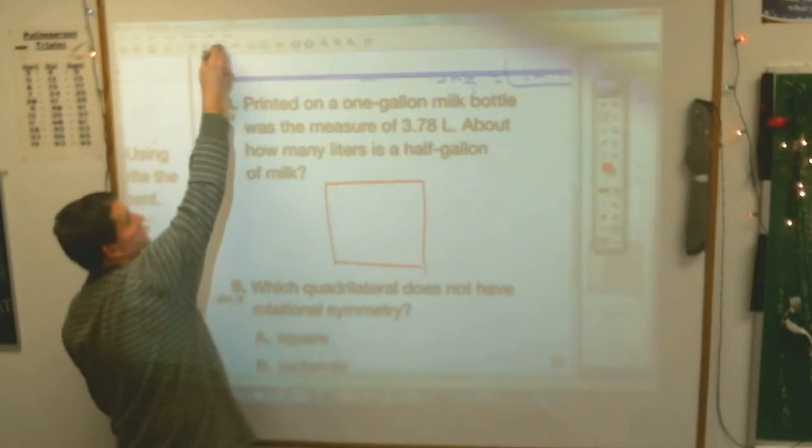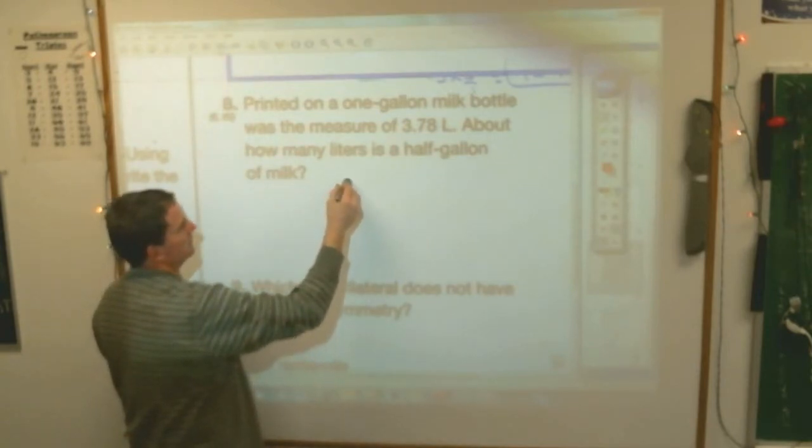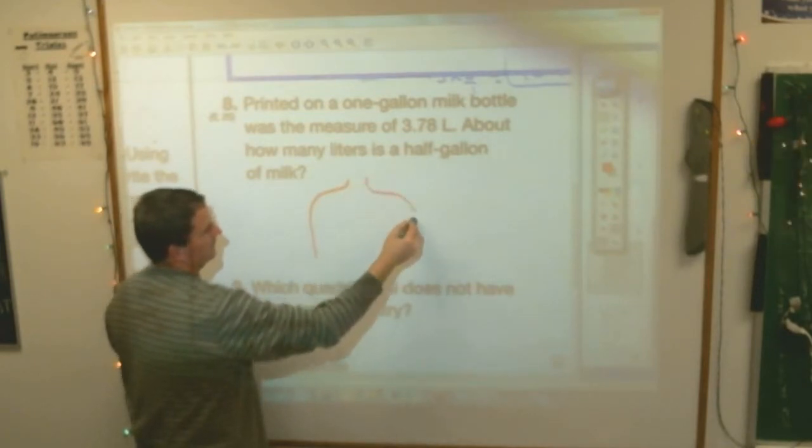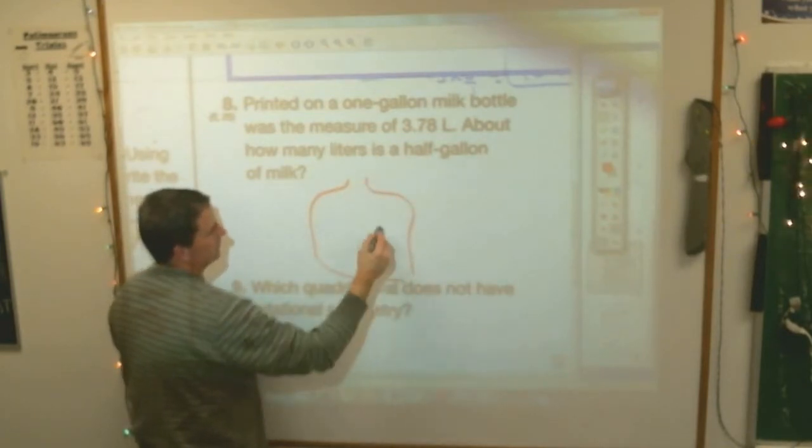I'll tell you what, let's actually try to draw it like a gallon jug. What does that look like? You've got this little thing like this. This comes up and there's a handle over here.